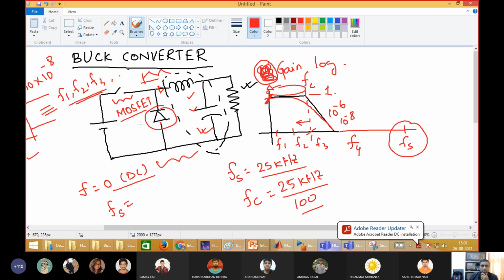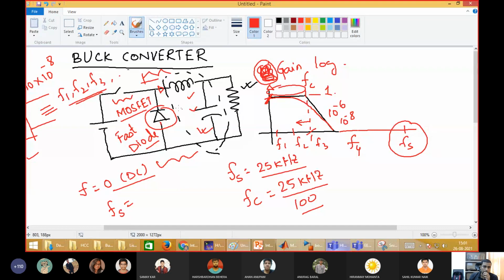So what you have to use is a fast diode or a Schottky diode. You have to use a fast diode.